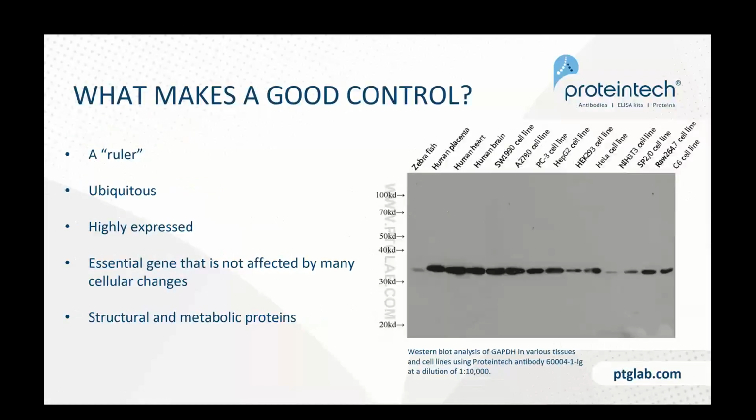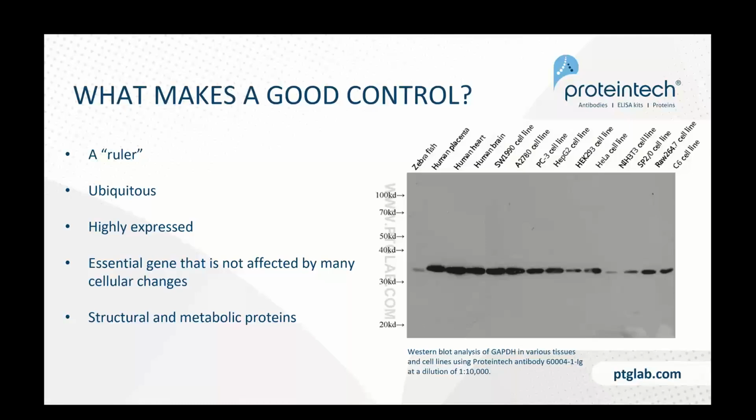So what makes a good control? A great control is a ruler, a benchmark, something that should not change despite the other variables in your experiment changing. It needs to be ubiquitous, something you can use throughout your experiments and not have to swap out frequently. It needs to be highly expressed, and it needs to be an essential gene that's not affected by many cellular changes. For the most part, these are structural and metabolic proteins.